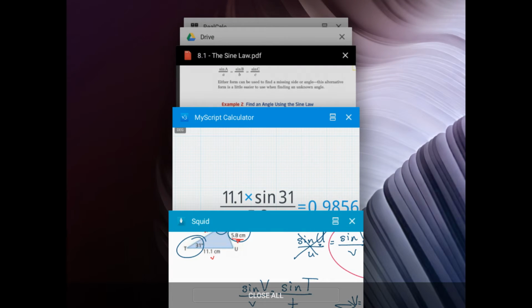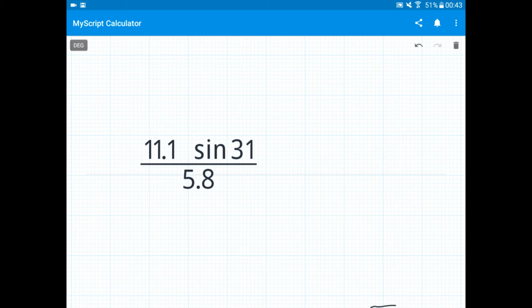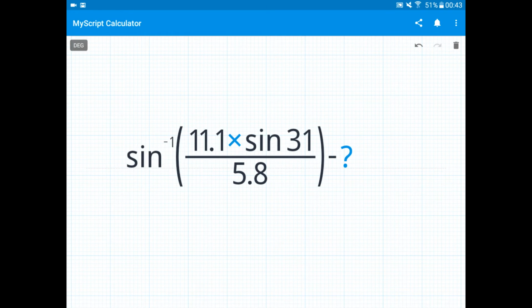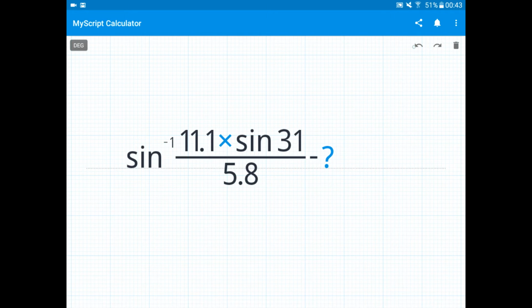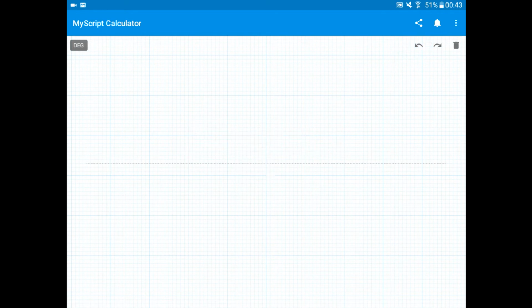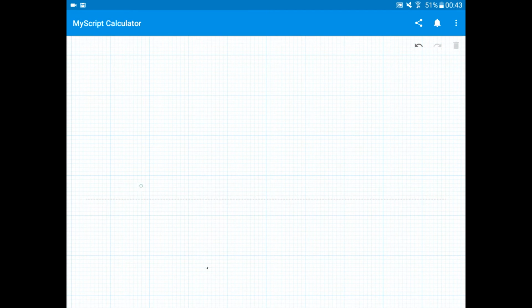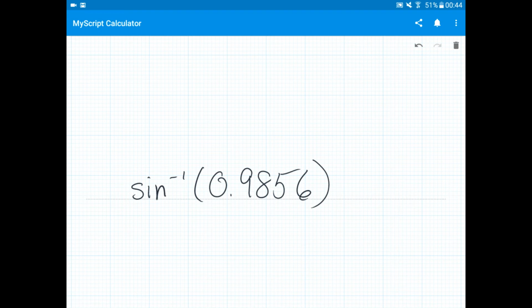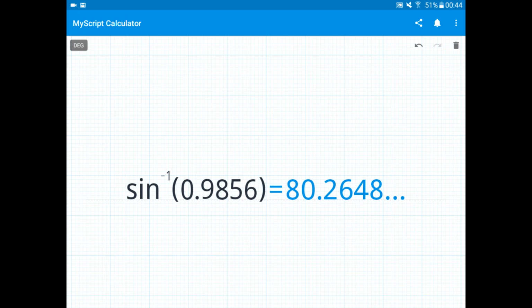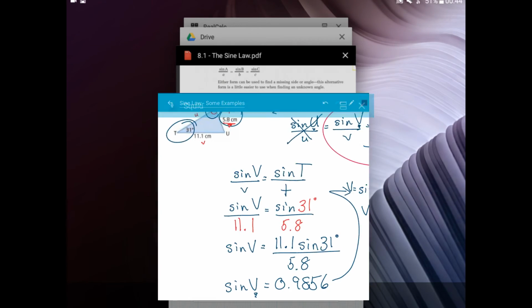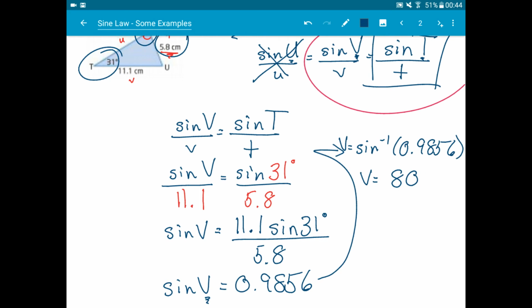So let's go back to our calculator and do that. I'm going to cheat a little bit here. I'm just going to do sine inverse of whatever the result of that is. So the sine inverse of 0.9856 is going to give us, let's try that again, sine inverse of 0.9856. 80 degrees. Let's go back here. So V is equal to 80 degrees.